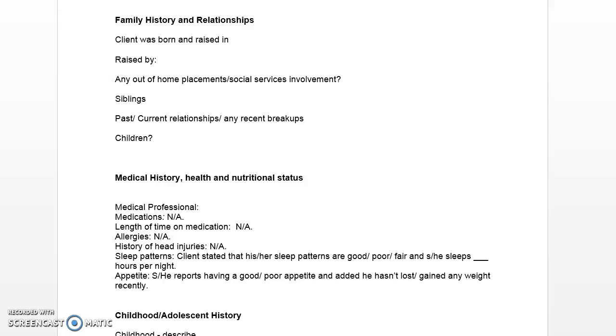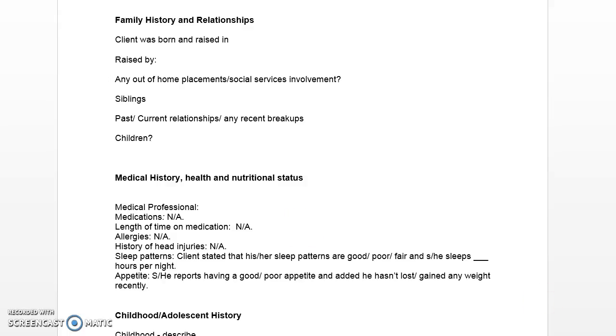Moving on to the medical history. Health and nutritional status, you can answer these following questions. Do not remove the hints. So medical professional, who their doctor is, any medications that they're on, how long they've been on medications, whether or not they have any allergies. If they don't have any allergies, you can write no known drug allergies. Any history of any head injuries or trauma. How well are they sleeping at night? How well is their appetite?